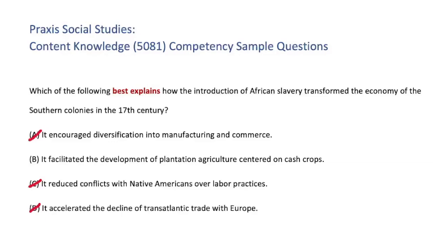So that means our correct choice is option B. It facilitated the development of plantation agriculture centered on cash crops. Slavery made plantation agriculture possible on a large scale, especially for cash crops like tobacco, rice, and eventually cotton. That plantation system defines the Southern economy for centuries.